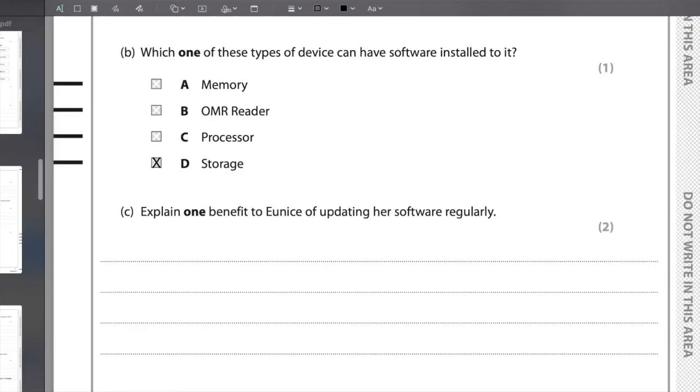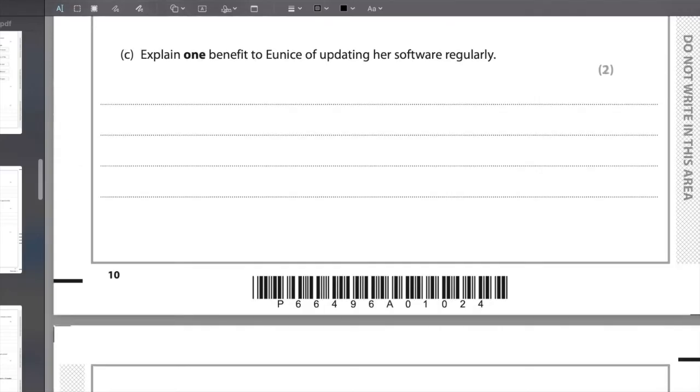It's not the processor, so the only possible answer there is storage. C. Explain one benefit to Eunice of updating her software regularly. Well, she should update her software regularly to take advantage of the latest updates, the latest features of the software which have been updated, also the latest security. So any one of those we need to use.